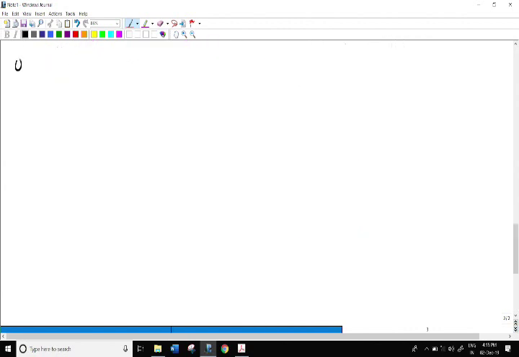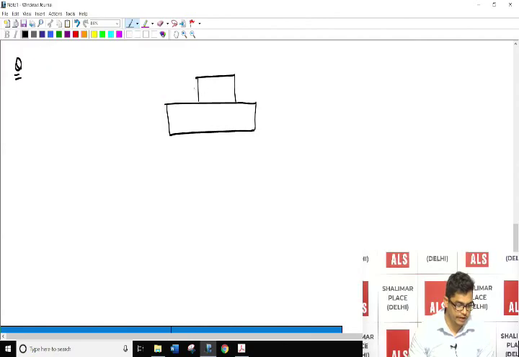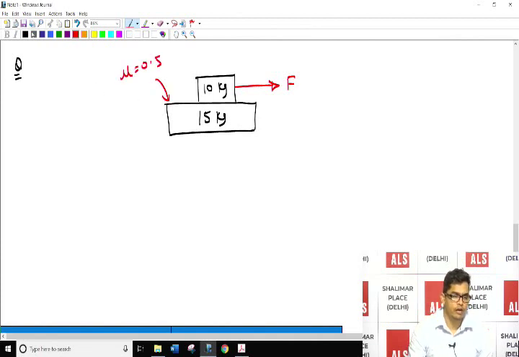The question is, we have two blocks, mass of A is 10, this is 10 kilogram, this is 15 kilogram, okay, and some force F is acting on the upper block. The coefficient of friction is 0.5 here, and with ground the friction is 0, it is smooth.